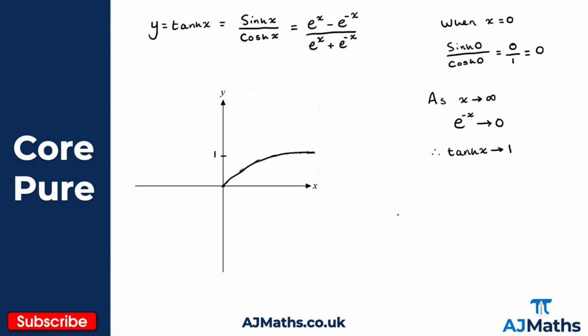And then what we also need to consider is what happens as x tends to negative infinity. Well, in this case, e to the x will tend to 0. And same again in the denominator, e to the x will also tend to 0. So in that case, I'm going to get left with minus e to the minus x over e to the minus x, which would give me minus 1. So as x tends to negative infinity, e to the x will tend to 0, and therefore tanh x will tend to negative 1.